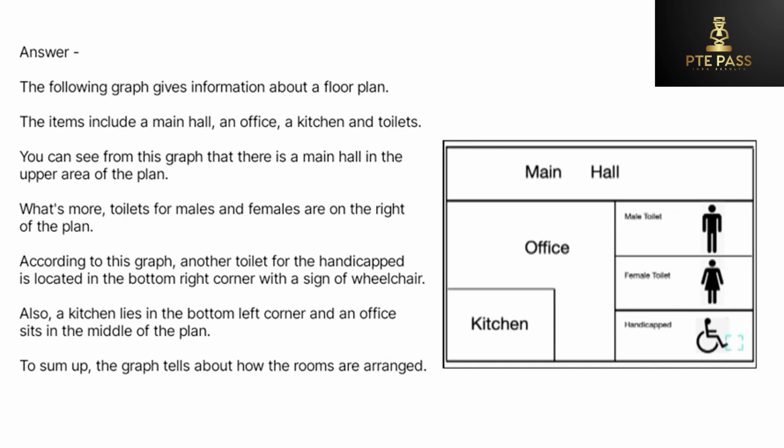According to this graph, another toilet for the handicapped is located in the bottom right corner with a sign of wheelchair. Also, a kitchen lies in the bottom left corner, and an office sits in the middle of the plan. To sum up, the graph tells about how the rooms are arranged.